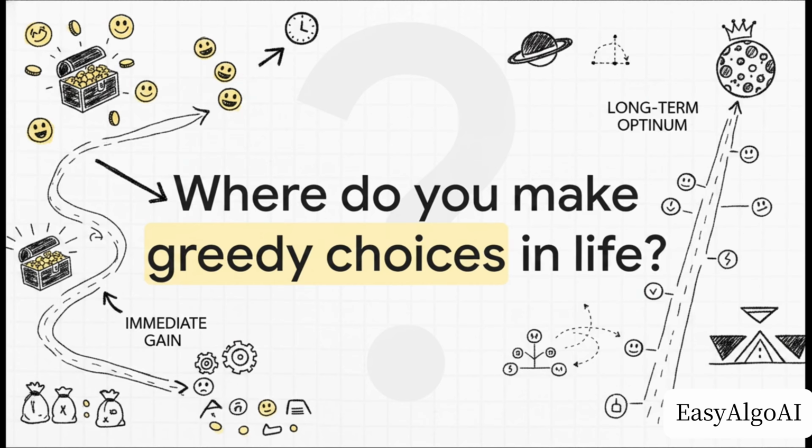Which kind of leaves me with a thought I want to pass on to you. Beyond the realm of algorithms and computer science, think about your own daily decision-making. Where else in your life are you making greedy choices? Optimizing solely for the immediate step right in front of you while completely ignoring the future. And more importantly, is it actually leading you to your true global optimum?